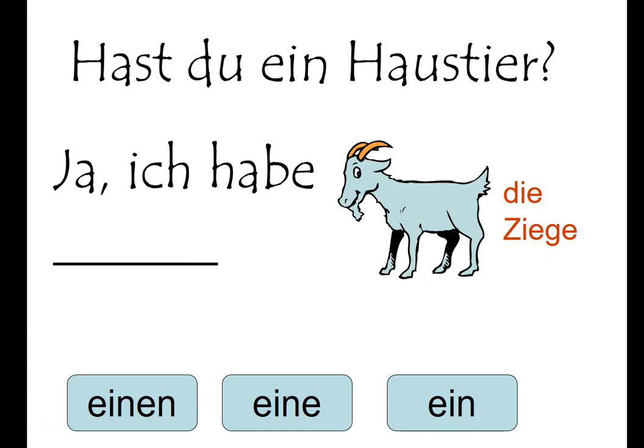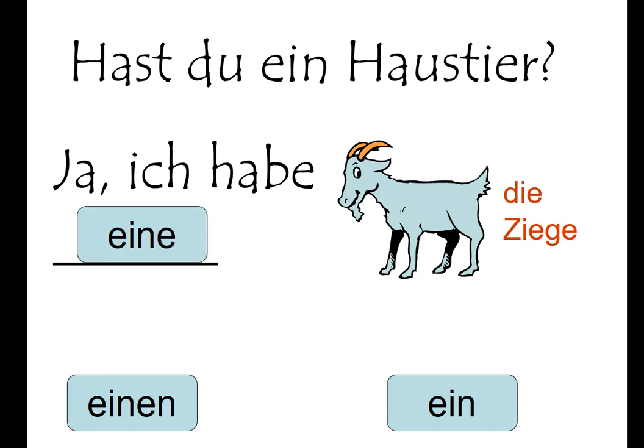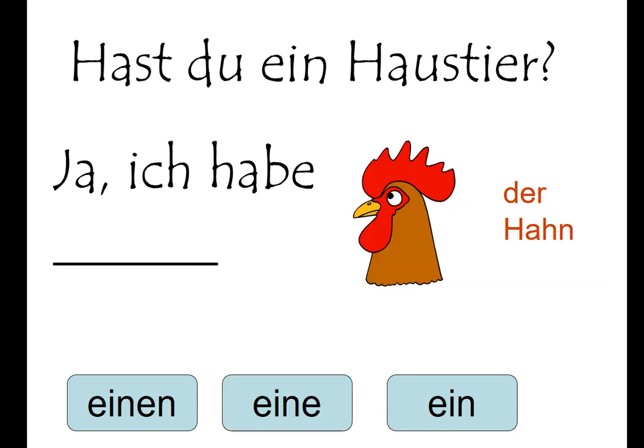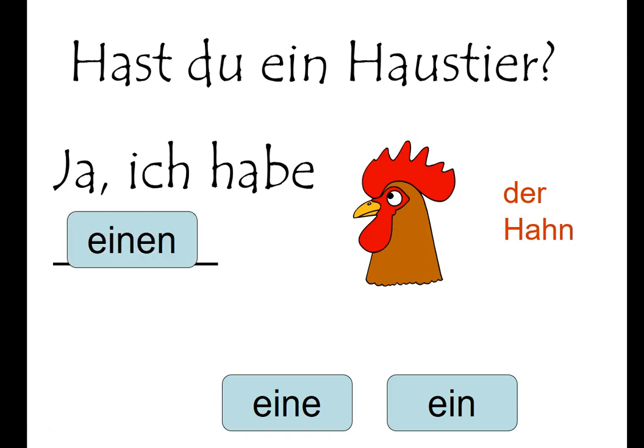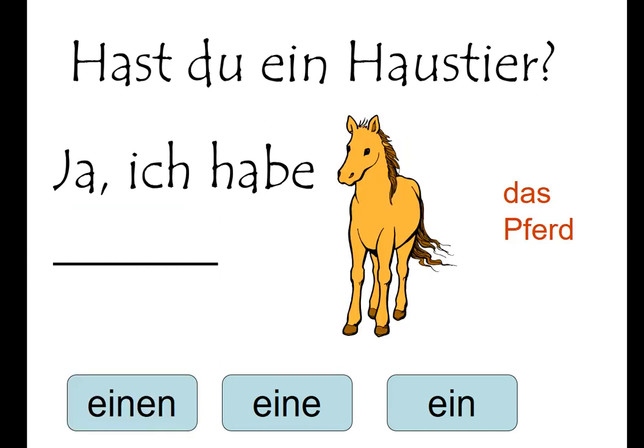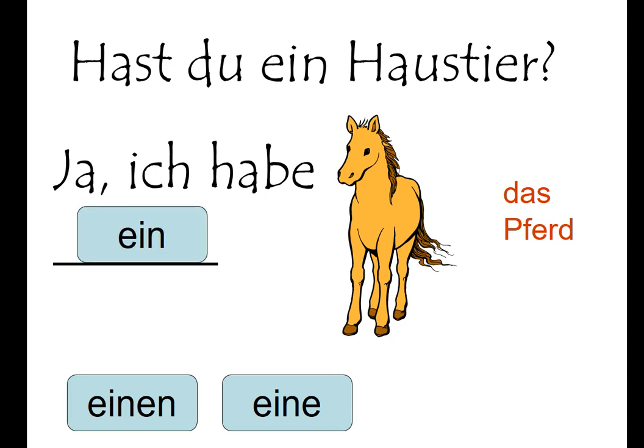Die Ziege. Ja, ich habe eine Ziege. Der Hahn. Rooster. Ja, ich habe einen Hahn. Das Pferd. The horse. Ja, ich habe ein Pferd.